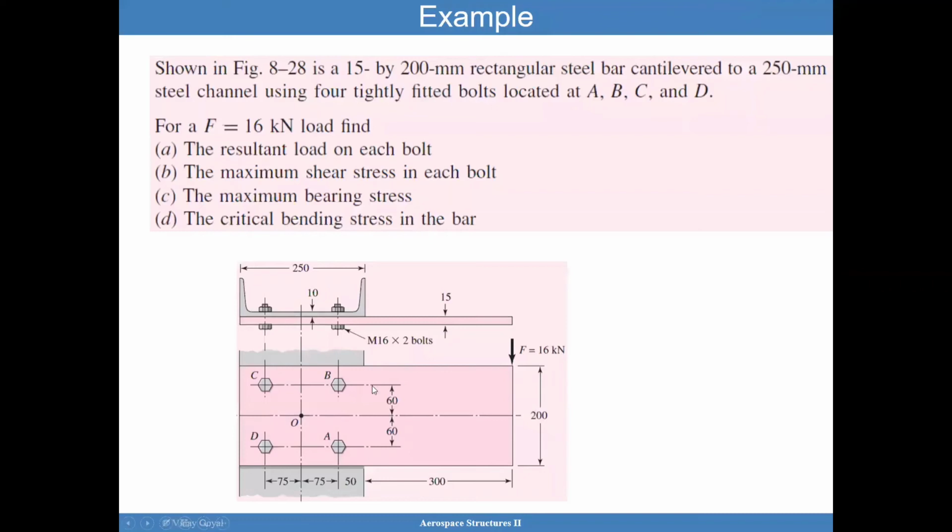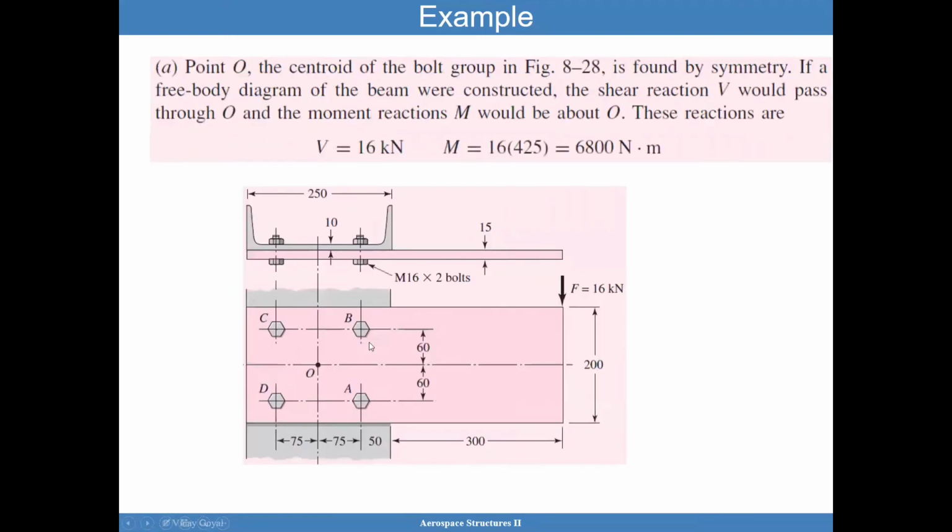So here we have a plate that is subject to a shear load of 16 kilonewtons. As you can see here, this 16 kilonewtons is going to be reacted by these 4 bolts equally, about 4 kilonewtons each. But this also causes a moment about the point O, which is 16 times (300 + 50 + 75), giving a total of 6,800 newton-meters.